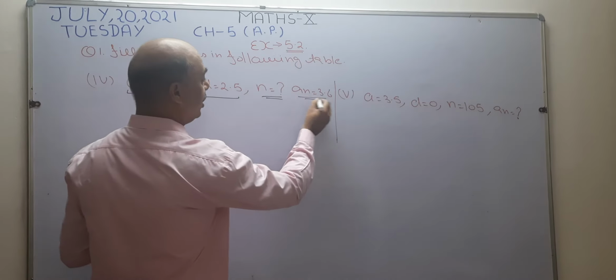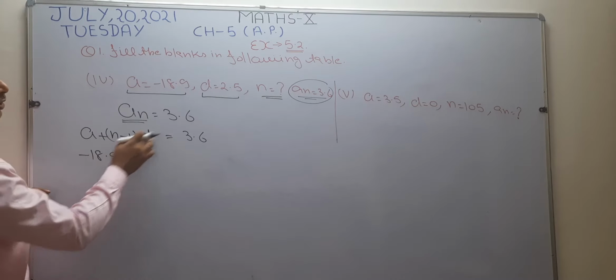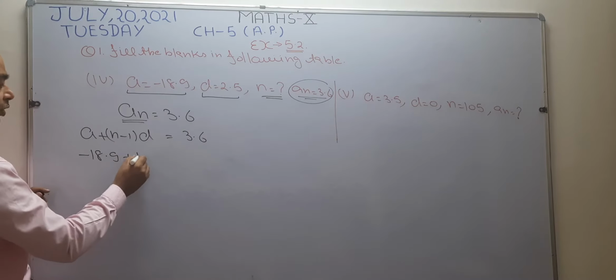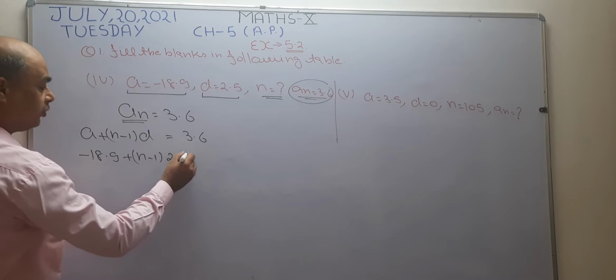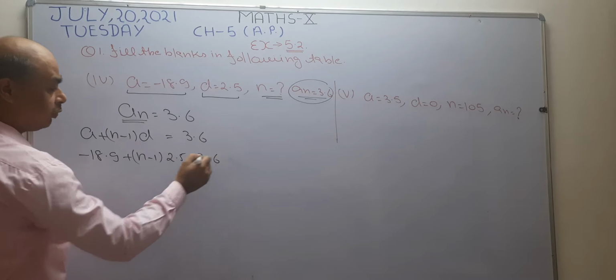Okay. Now what is given? First term of AP is 18.9. After that, value of n is missing. So I want to write n as it is. Value of d is given 2.5. Right here 2.5 equal to 3.6. Now in this question we have to find the value of n. To find the value of n, I take this term left to right. When I take this term left to right, this negative term becomes positive. So I write here n minus 1, 2.5, 3.6 plus 18.9.